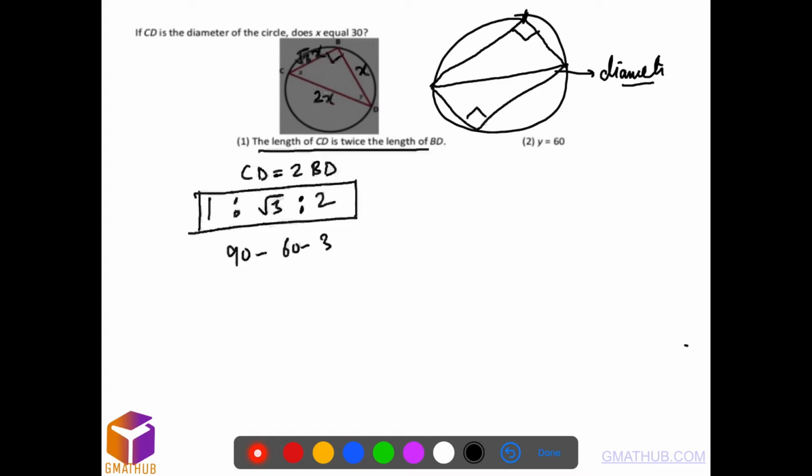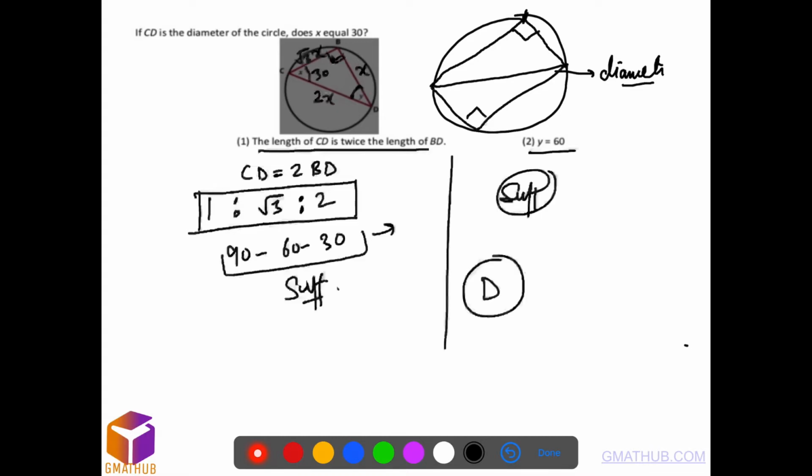Second says y is equal to 60. So if this is 90, this is 60, this would be 30. This is also sufficient. D is your answer.